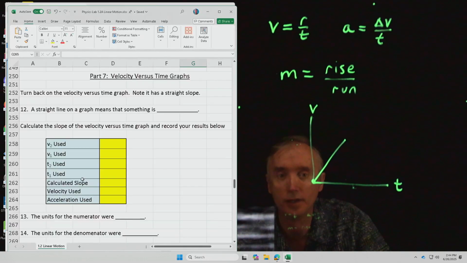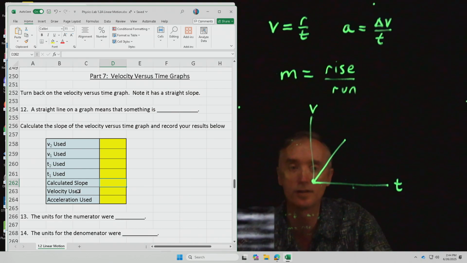So if we go back, you're going to have what velocity 2 you used, what velocity 1 you used, the t2 used and the t1 used, and then calculate your slope and put that in there. Then also, what was the velocity used in the simulation? You're going to put that number here, and then put the acceleration used. So put in all of the numbers there.